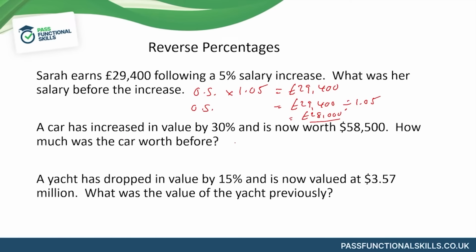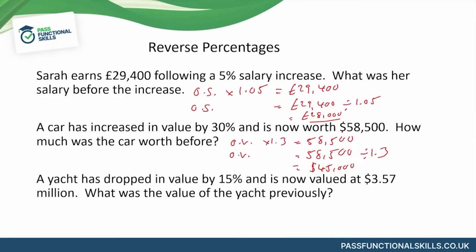This next example, the old value of the car was multiplied by 1.3. This is the multiplier for a 30% increase to give us £58,500. So the old value of the car is 58,500 divided by 1.3, and 58,500 divided by 1.3 is £45,000.